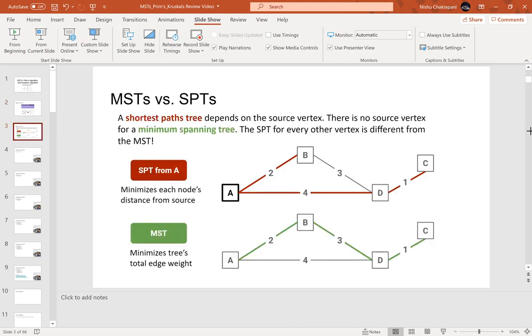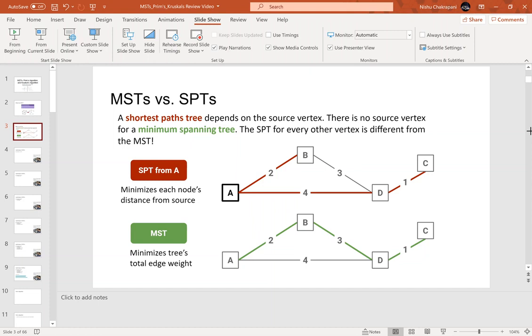Now, a key distinction between MSTs and SPTs from a couple weeks ago is that SPTs have to do with starting from one certain source node. So you're saying, starting from, in this instance, A, what's the cheapest way to get to B from A? And also, what's the cheapest way to get to D from A? And so on and so forth. It doesn't look at the graph as a whole. It's not meant to be minimizing the total cost of the graph. It's minimizing the total cost from node A.